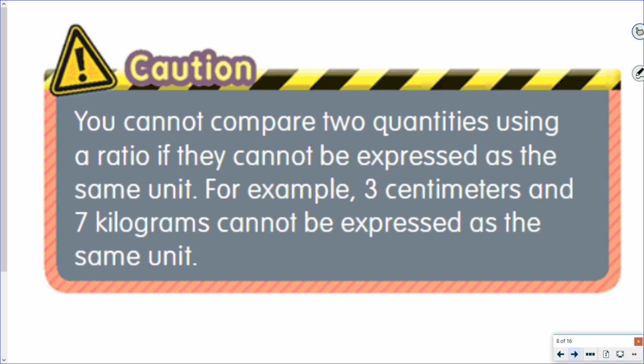If you have 2 measurements, but they're not measuring the same thing, you cannot write a ratio. So if you have 3 centimeters, which measures distance, and 7 kilograms, which measures weight or mass, you cannot write that as a ratio.